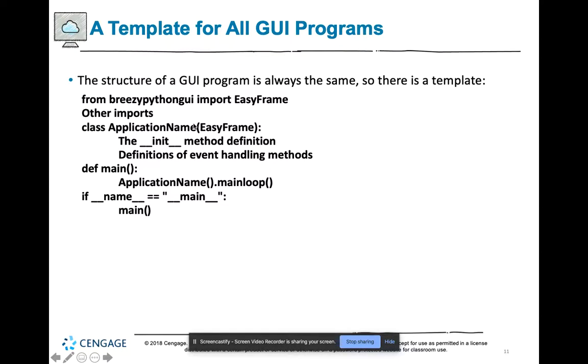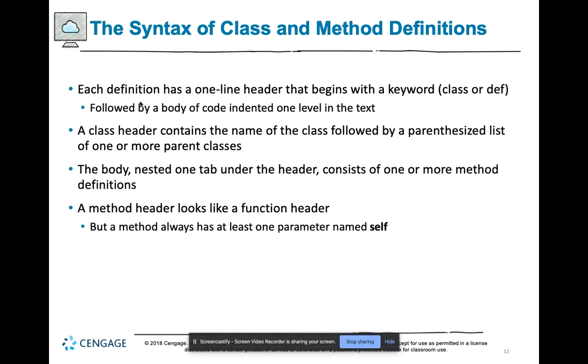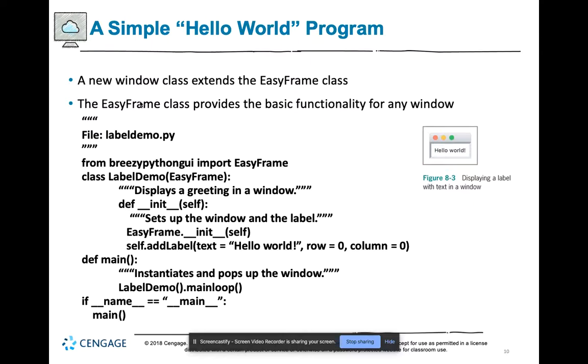Hey everybody, back for part 2 of GUI. So this is the template for doing just about any GUI program, and then some information about the syntax that's going on there. So when I go back to this program where we created our label demo, there's not a lot of text there, but a lot of things are happening.